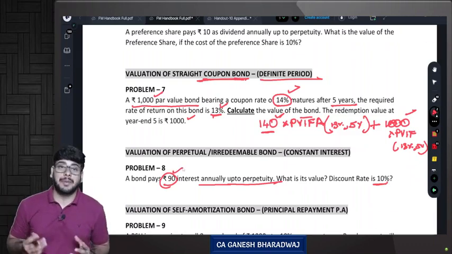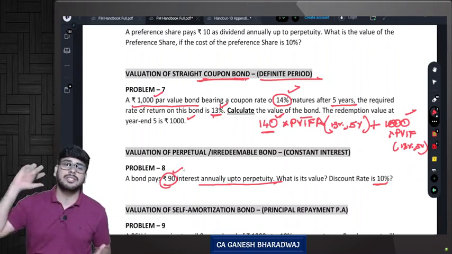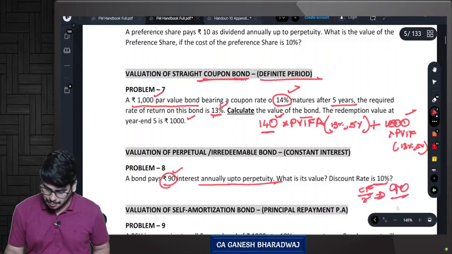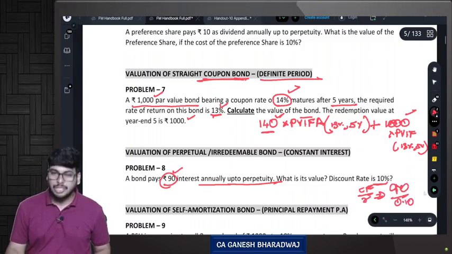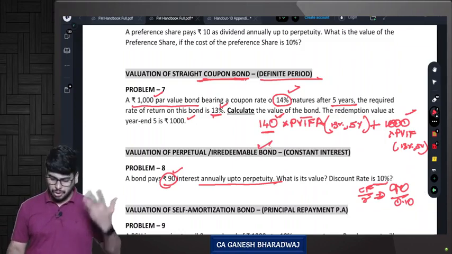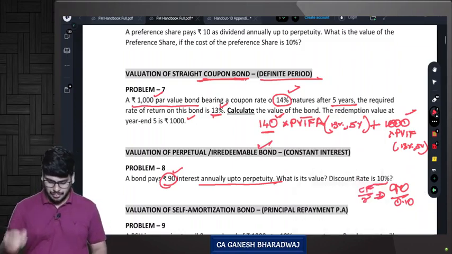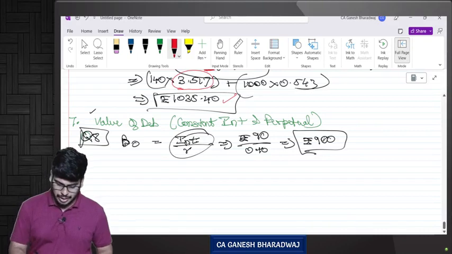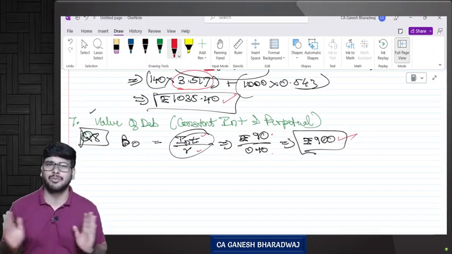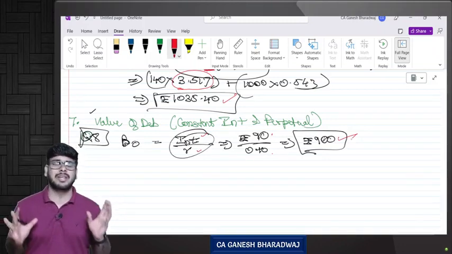So what is the present value of infinite constant cash flows? Very simple. Annual cash flow divided by the discount rate, or in other words, 90 divided by 0.10. So what is the present value of this particular irredeemable bond? 90 by 0.10, which is going to be 900. Are you clear with this? That's about it. Interest amount divided by the discount rate, 90 by 0.1, which is equal to 900 rupees. Very, very simple.